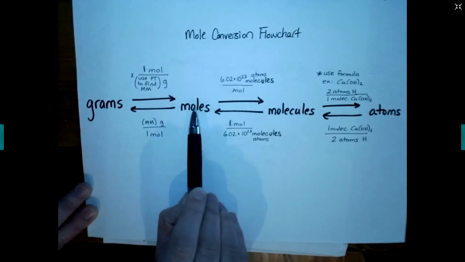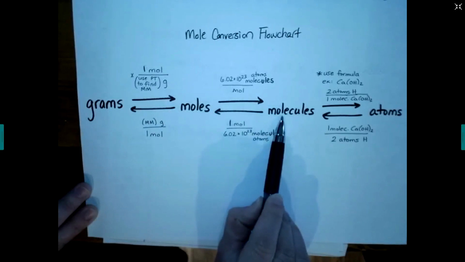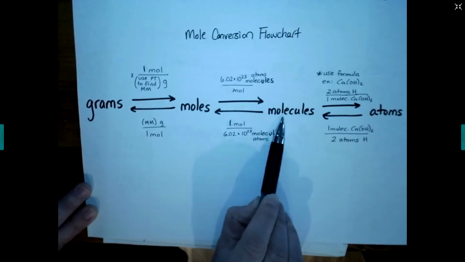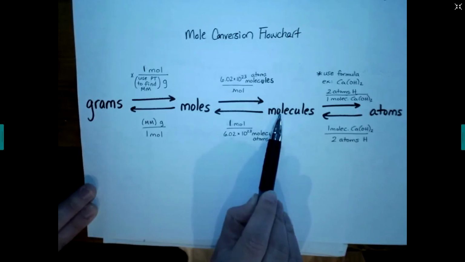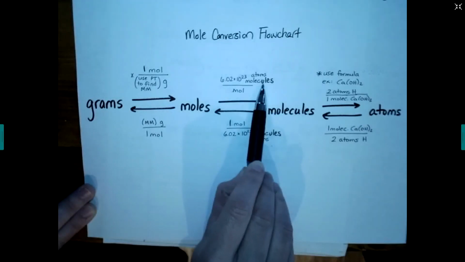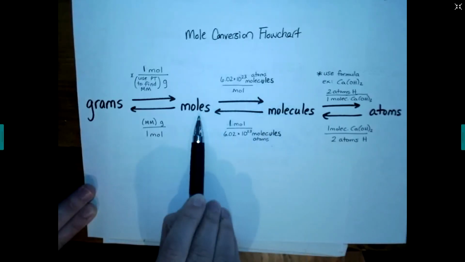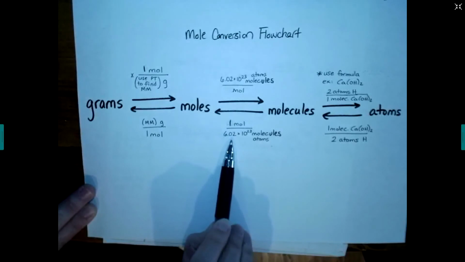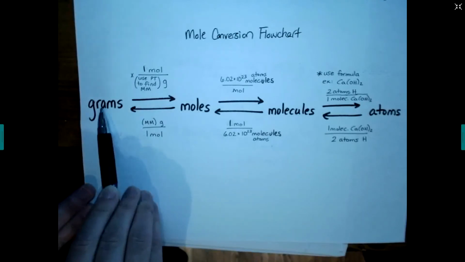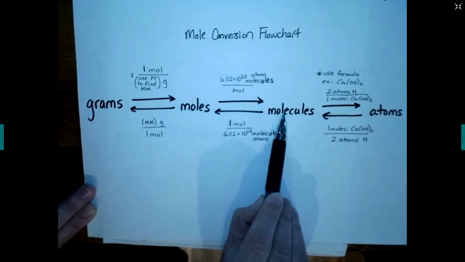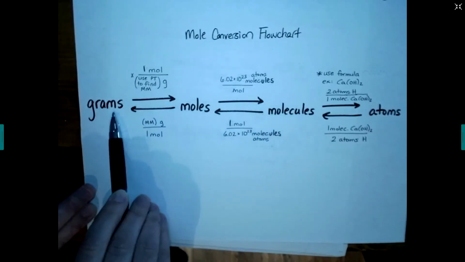Now, whenever you're going from moles to molecules, sometimes this is also atoms, whenever you're going from moles to particles is a better word, that's when you're going to multiply by Avogadro's number. And vice versa. If you're going from molecules back to moles, you're going to divide by Avogadro's number. And notice for some of those last problems we did, we were going from grams all the way to molecules, or molecules all the way back to grams.